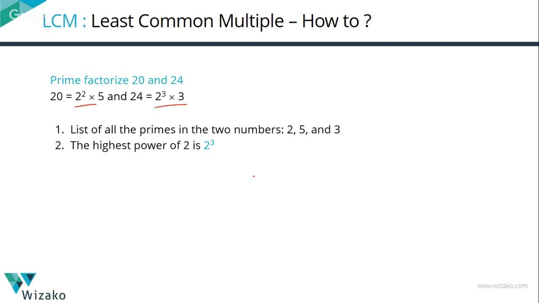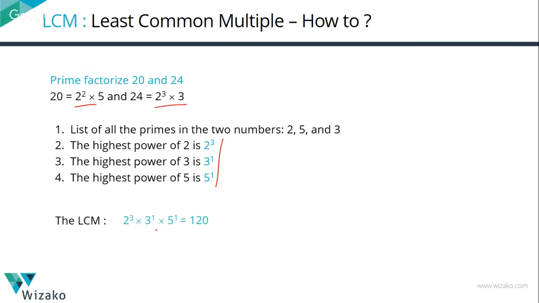We're going to find out the product of the highest power of these primes. Highest power of 2 is 2 cube. Highest power of 3 is 3 power 1. Highest power of 5 is 5 power 1. Multiply all of these three, you'll get the LCM, which is equal to 120.